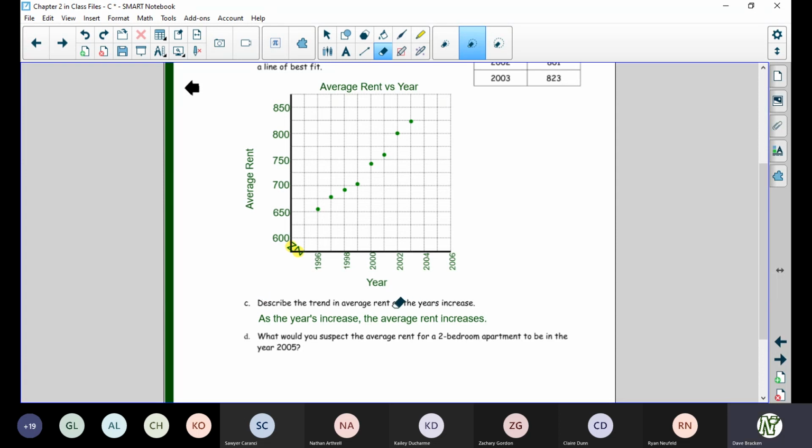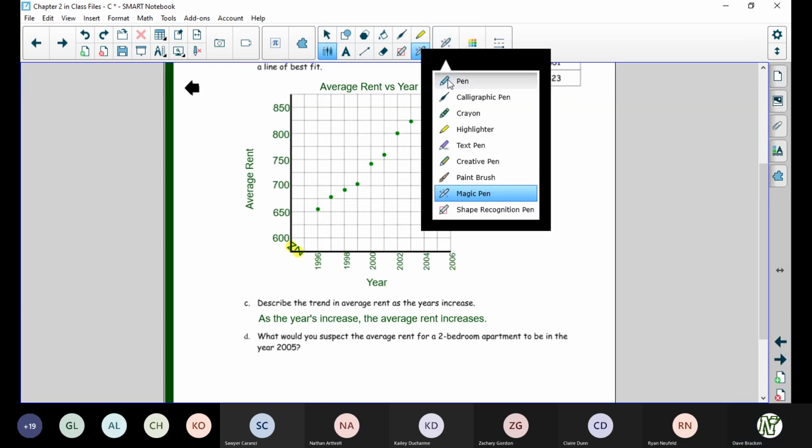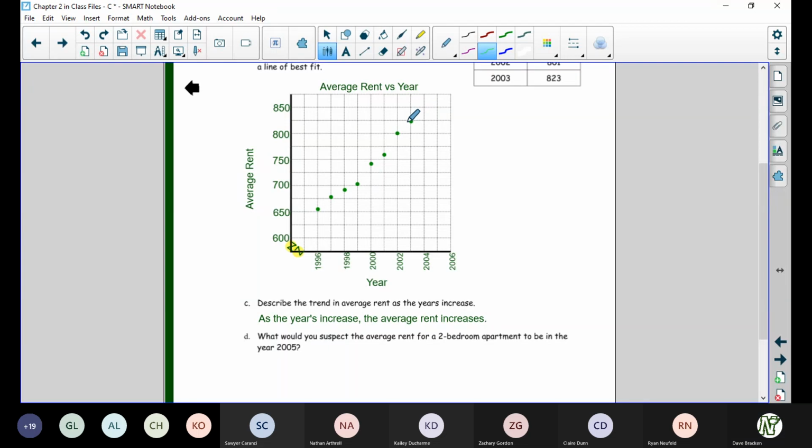Next, what would you suspect the average rent of a 2-bedroom apartment to be in 2005? There's 2 ways to answer this. On your test, if you just looked and said, oh, I don't know, maybe around 850, you would probably get 1 out of 2 or maybe 1 out of 3. But if you went like this, put a nice oval around your dots. And I should have had a better oval. And when the dots are very close together, sometimes you can get away with not even doing your oval if you have very tight dots together.